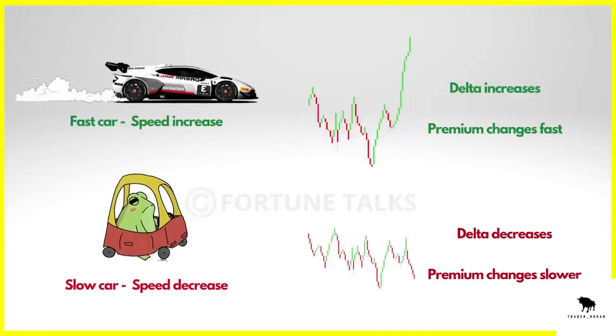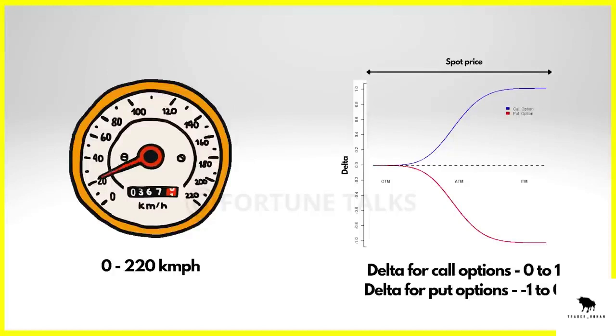Think of it like the speed of a car. Similar to how fast or slow a car moves when its speed increases or decreases, the option premium increases or decreases with respect to changes in delta value. Similar to the speedometer of a car, where the speed is capped between 0 km per hour to some 150 or 220 km per hour, the delta values are also bound between 0 and 1 in case of call options and 0 and -1 in case of put options.